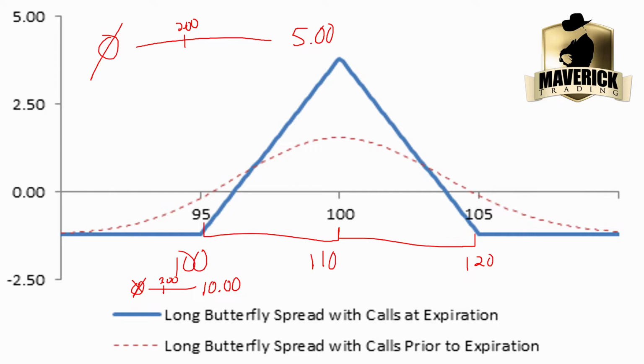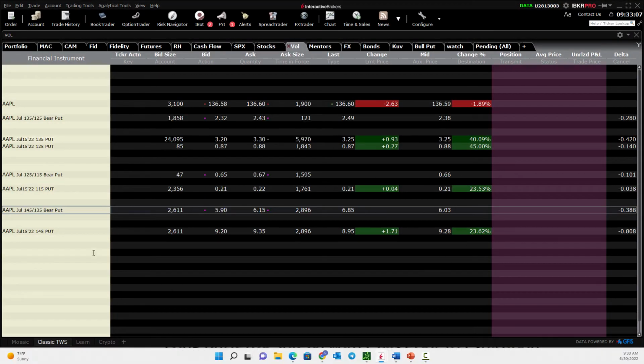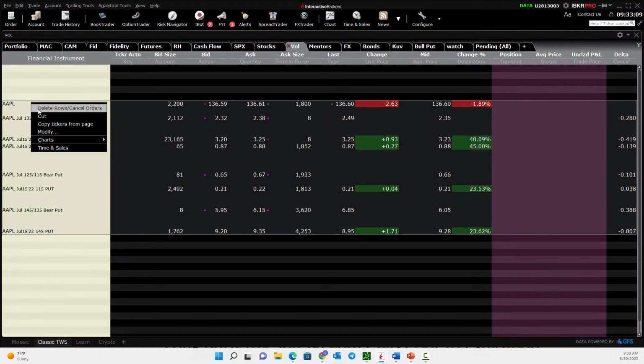Now, let's pull up an Interactive Brokers platform and work with some things here.